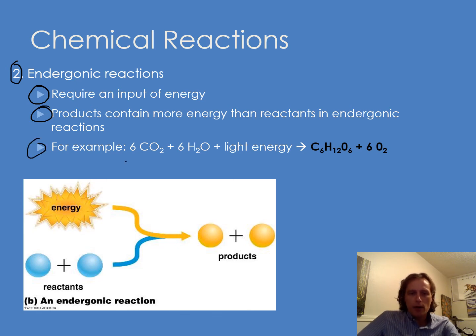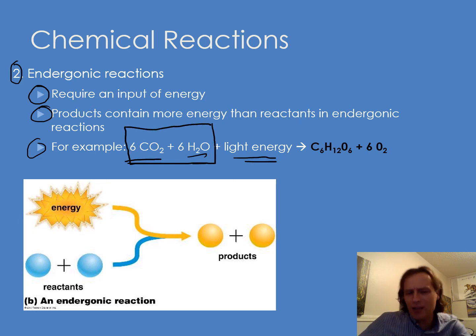For example, in photosynthesis, we've got carbon dioxide, water, and light energy. So the reactants here are just the chemicals, right? So light isn't a reactant. We could kind of think of it as maybe a catalyst. The reactants CO2 and H2O have less energy than this combination of products, glucose and oxygen.